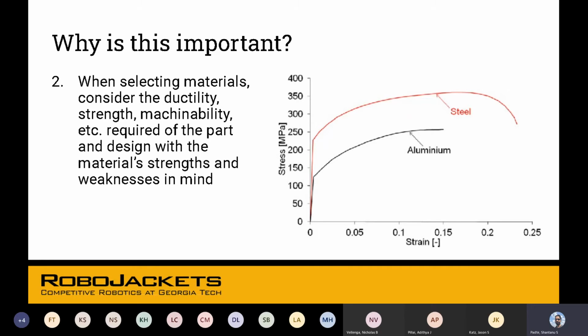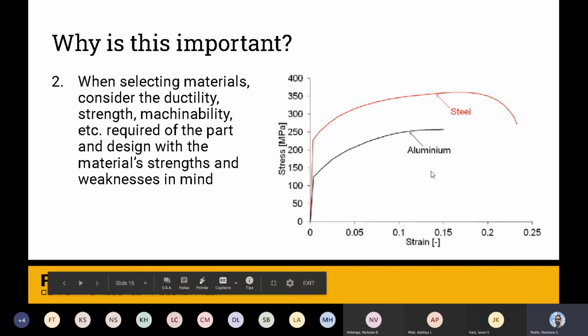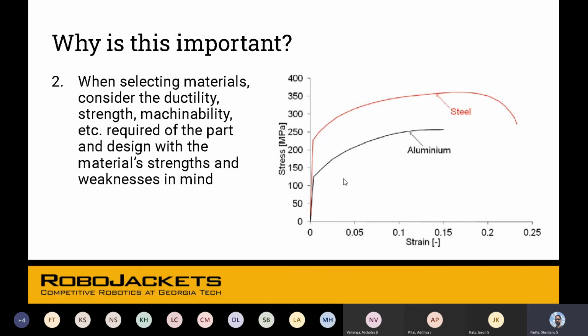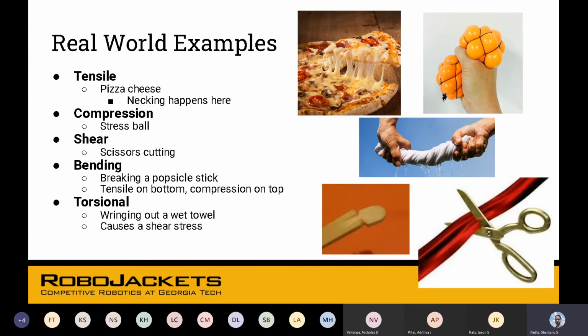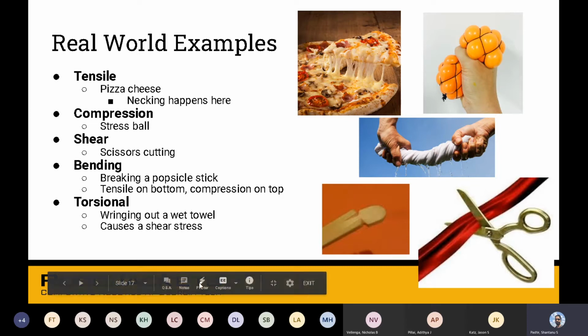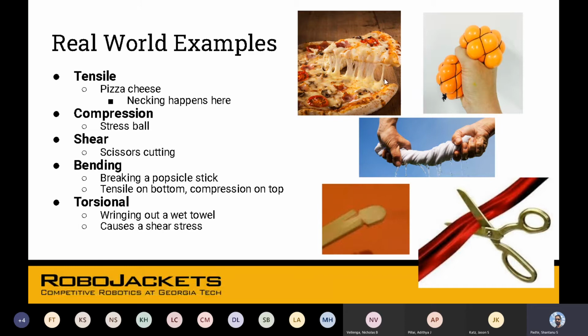And also, you can consider this when trying to machine your part. Real world examples. This is what necking looks like. Look at the cheesy pizza over there. Basically, what happens when you stress that cheese, and you just keep lifting the pizza, the cheese is going to eventually thin out and then break. That's what necking is. Imagine that happening to steel or aluminum. Isn't that hilarious? That is called tensile stress.